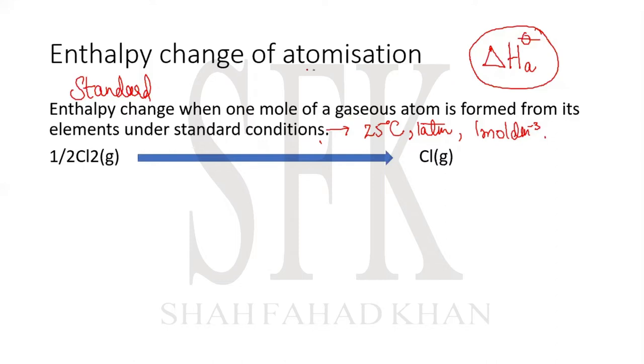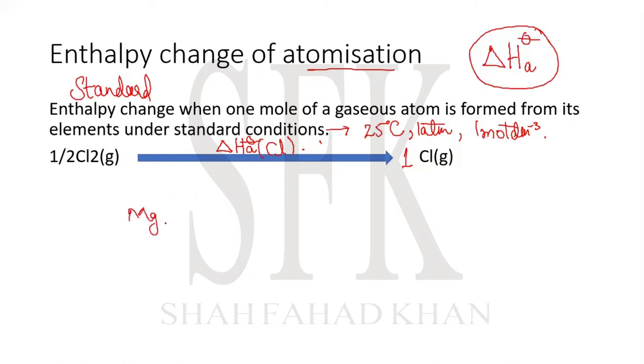Now, what is enthalpy change of atomization? As the name suggests, atomization, atom. So the enthalpy change when 1 mole of gaseous atoms is formed from its element. If 1 mole of the gaseous atom is formed from its element under standard conditions, the enthalpy change of that reaction is going to be the enthalpy change of atomization of this element, of this atom that has been produced. Okay, in this case chlorine. So now this is enthalpy change of atomization.